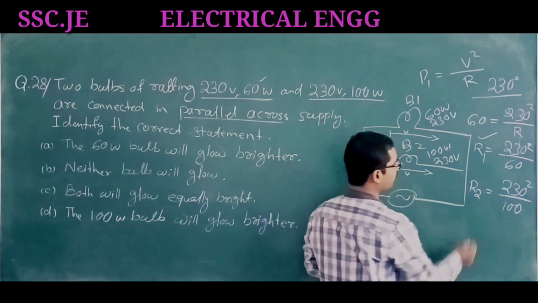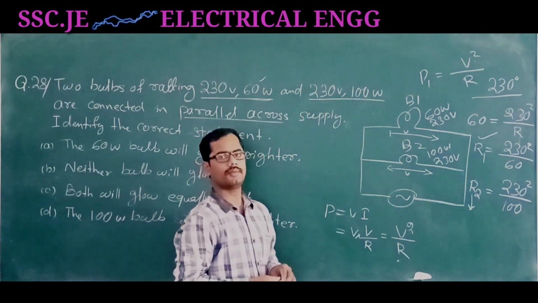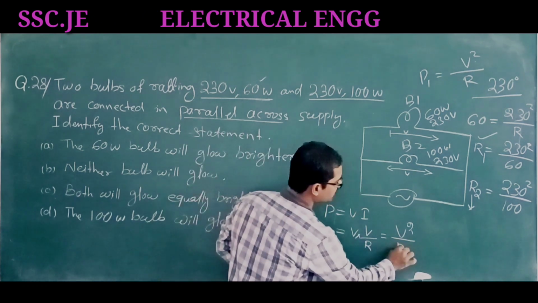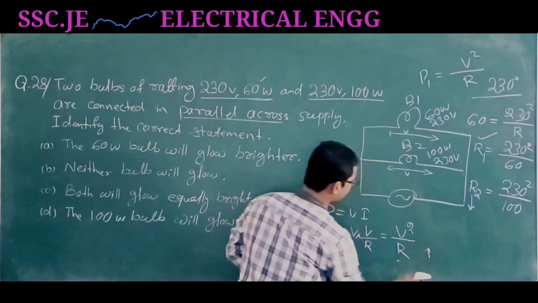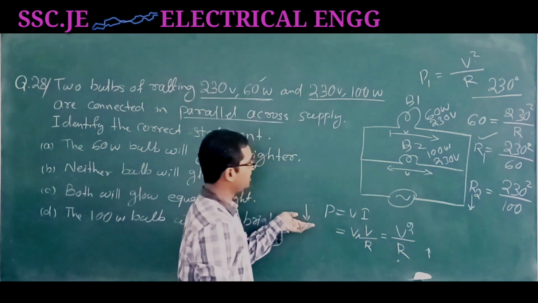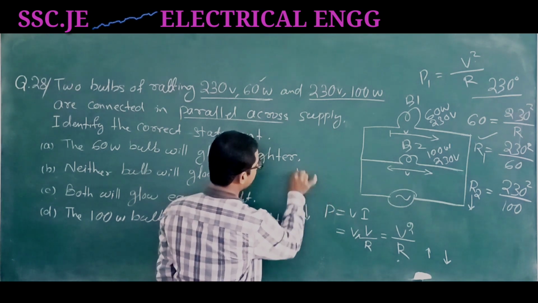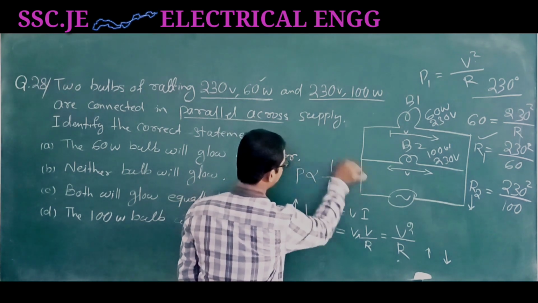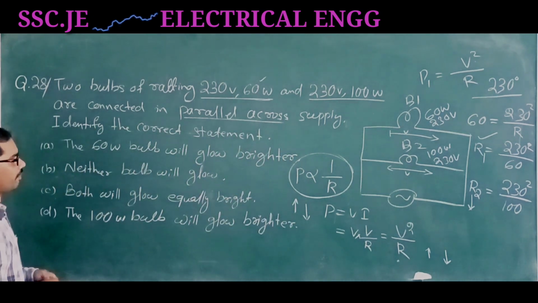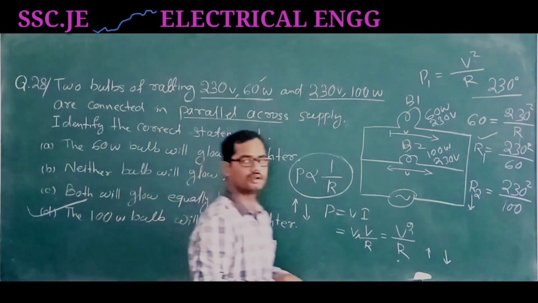So from that we can find out that the resistance of bulb 1 is more and the resistance of bulb 2 is less. If the resistance is more, then power will be less, and if the resistance is less, power will be more, because P is inversely proportional to R. So from this relation we find that the 100 watt bulb will get more power, so this will glow brighter. This is the correct answer. Option D is the correct answer.